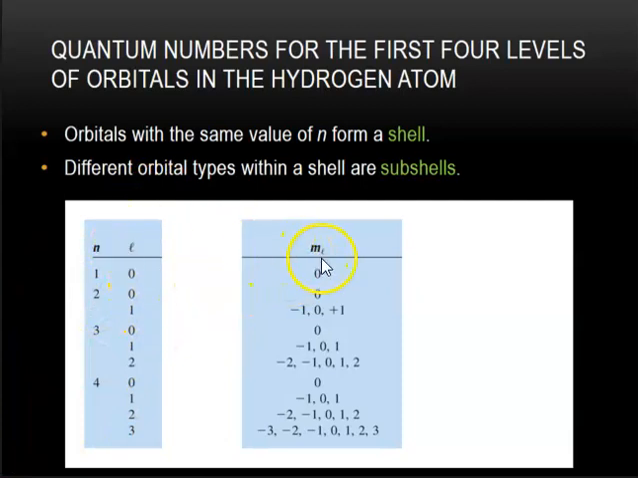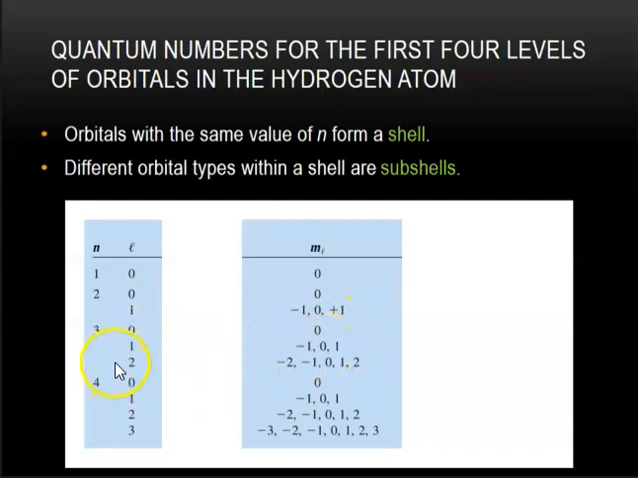Now let's look at m sub L and L. When L equals 0, m sub L can only be 0. When L is 1, m sub L goes, remember, from negative L all the way to positive L in integers. So when L equals 1, m sub L could be minus 1, 0, plus 1. So when it's 0, it's 0. When it's 1, minus 1, 0, plus 1.